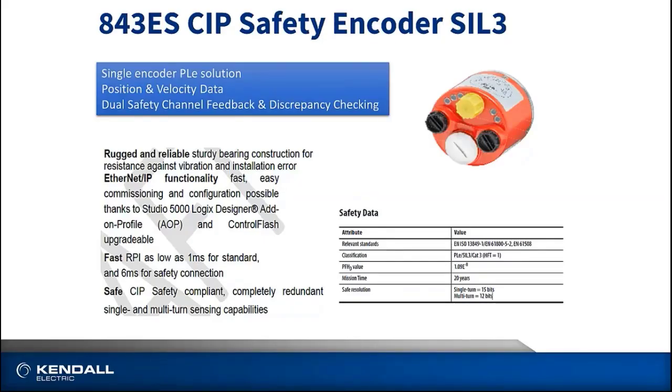So the 843ES is a SIP safety encoder. It's dual Ethernet, dual channel safety, so it's got two control chips in it monitoring the safety functionality, allowing it to be a PLe rated device. With the dual Ethernet, we can daisy chain them, or we can run them in a DLR loop. We can run them single, however we want to configure them, like we would any other dual Ethernet device.